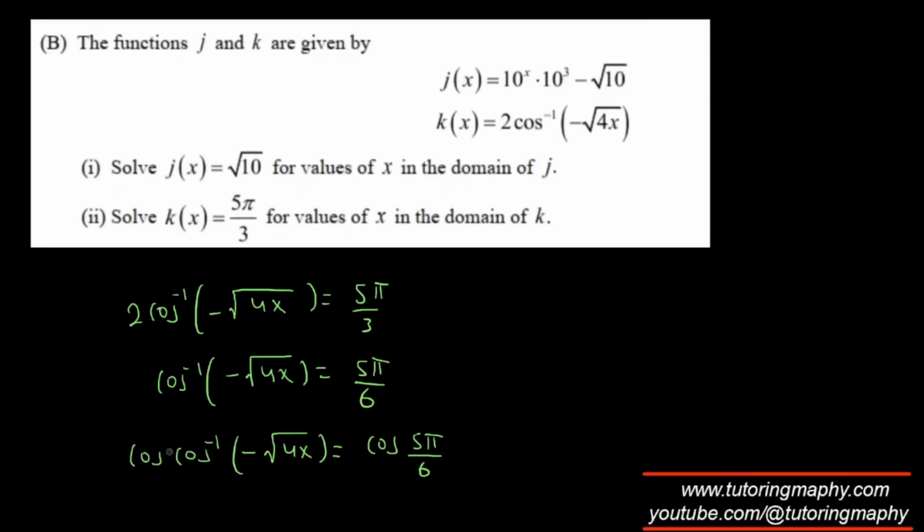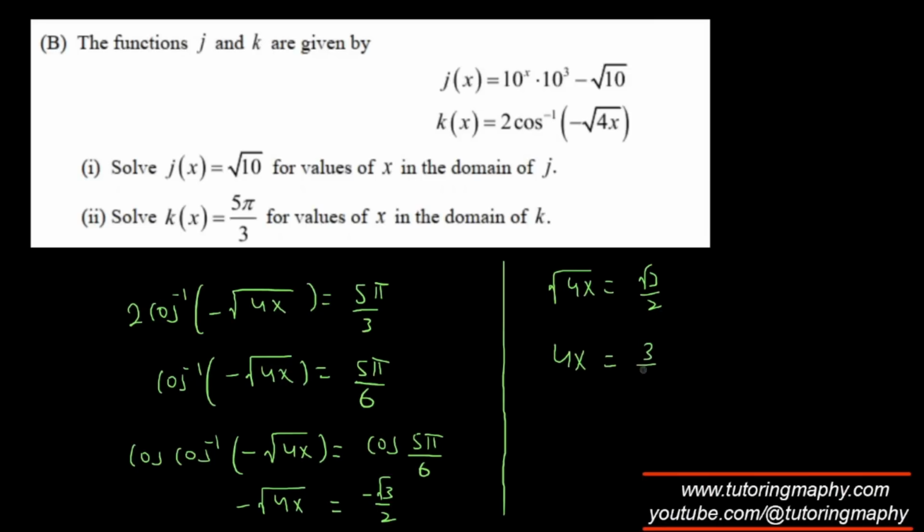Cos of cos inverse is just, cos and cos inverse sort of cancel, so I'm just left with negative root 4x. And what's cos 5 pi over 6? Isn't that negative root 3 over 2, if you remember the unit circle? Negative is gone from both sides, so square root of 4x is root 3 over 2. I'm going to square both sides, so 4x will be equal to 3 over 4. I'm going to divide both sides by 4, so x is 3 over 16.